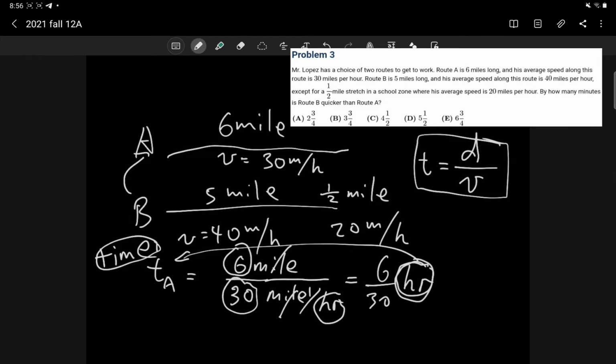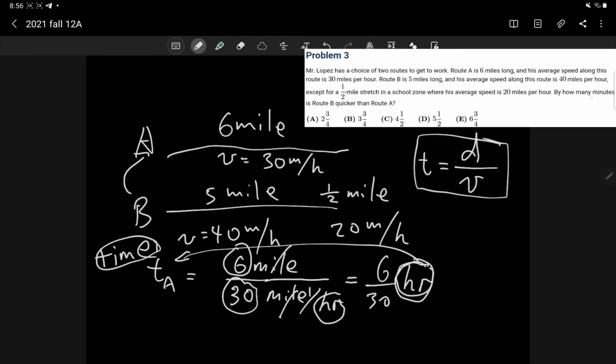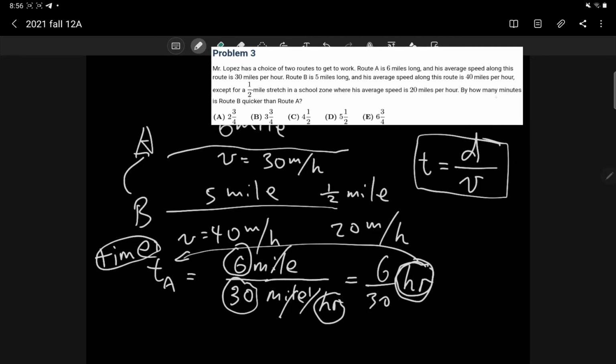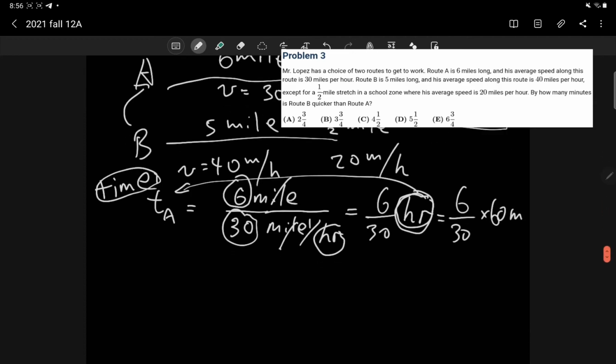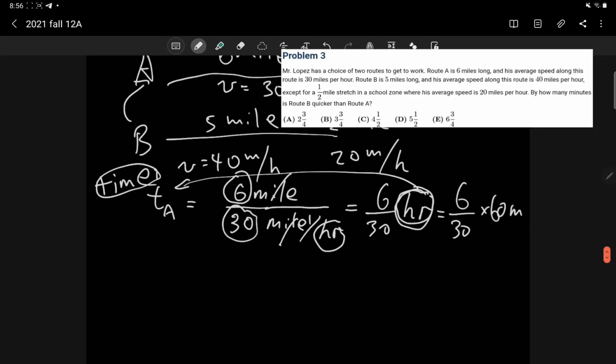But remember, the problem asks for minutes. So we need to convert this from hours. It is 6 divided by 30 hours. If you turn that into minutes, it is equal to 6 over 30 multiplied by 60 minutes. That is the number of minutes for route A. Similarly, we can do things for route B.